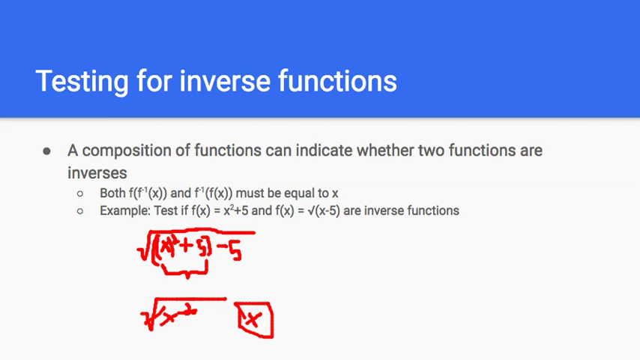So therefore, we know that these two functions, f of x equals x squared plus 5, and f inverse of x equals the square root of x minus 5, are inverse functions.